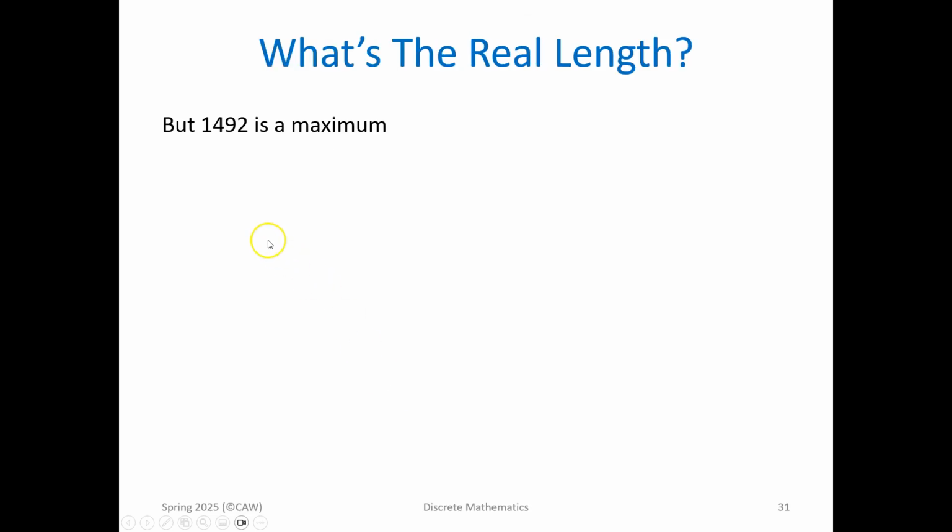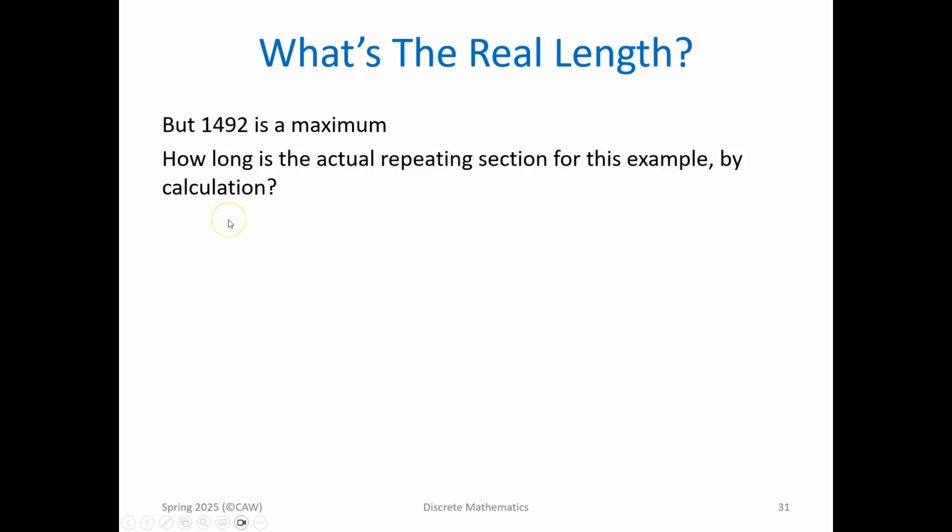1,492 digits. But let's think about this. That's a maximum. That's the maximum number of remainders that you could put in the sequence without repeating one of them. After you get to 1492, you're going to have to repeat one of these. So we can ask, for this rational number that they gave us, how long is the actual repeating section? Because maybe it's not this long. That's a big number, right?